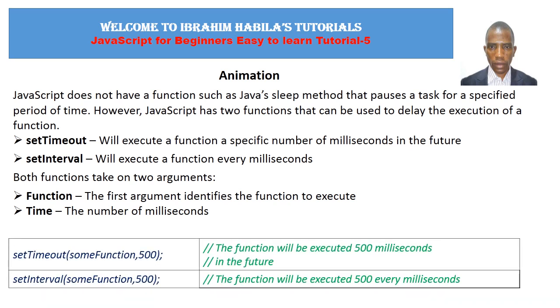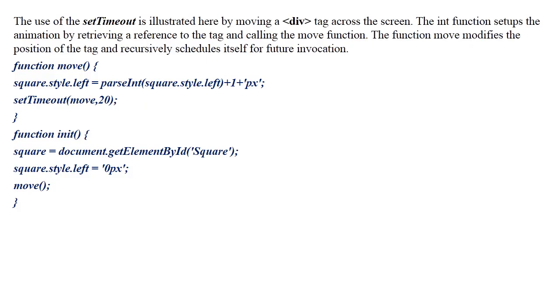setTimeout(someFunction, 500): the function will be executed 500 milliseconds in the future. setInterval(someFunction, 500): the function will be executed every 500 milliseconds.